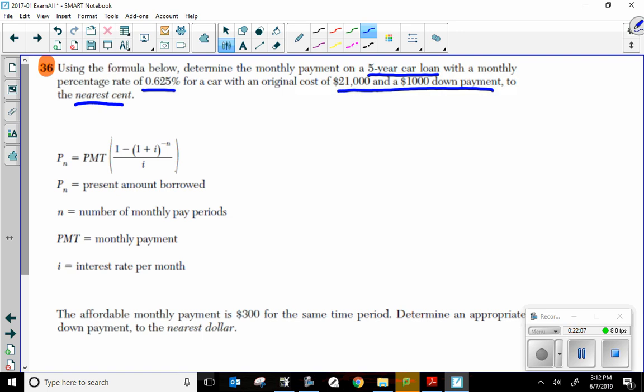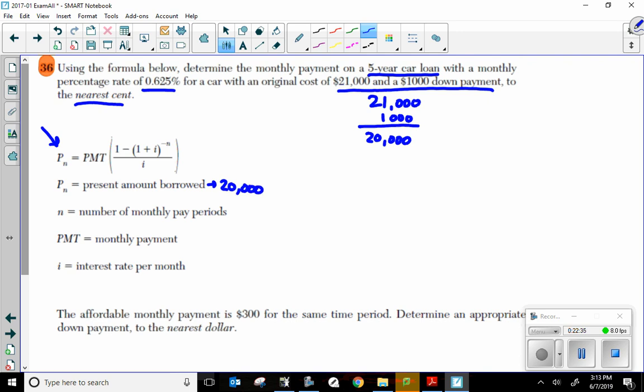Let's put any piece of information where we can. Here's the equation I'm going to use. They tell you P of n is the present amount borrowed. If it costs $21,000 and you put $1,000 down, there's $20,000 left to pay. That's what you're borrowing. So the amount borrowed is 20 grand.